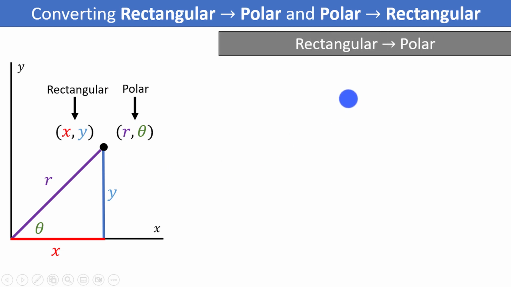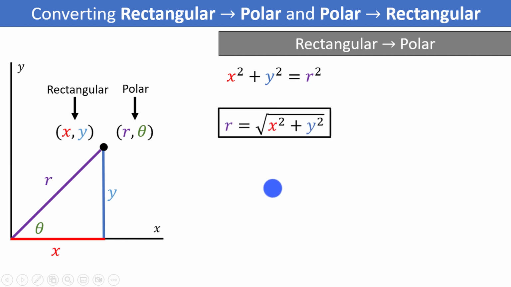Let's first start by talking about how to convert from rectangular to polar coordinates. Well, if you look at our picture here, we've basically created a right triangle. We have a triangle with a base of x, a height of y, and a hypotenuse of r. We know based on the Pythagorean theorem that x squared plus y squared will equal r squared. If we'd like to solve for r directly, we can take the square root of both sides. We will get that r is equal to the square root of x squared plus y squared.